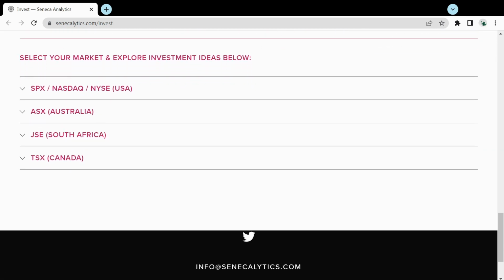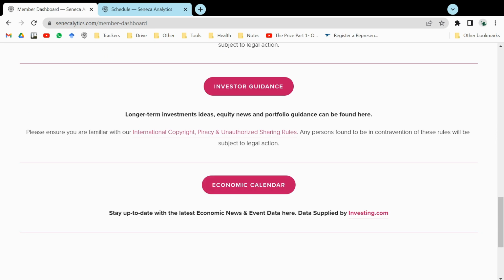And then finally, you have access to an economic calendar provided by investing.com, where we can keep track of all the big economic events occurring each week.